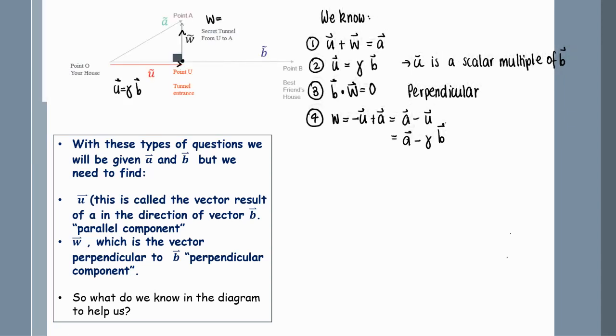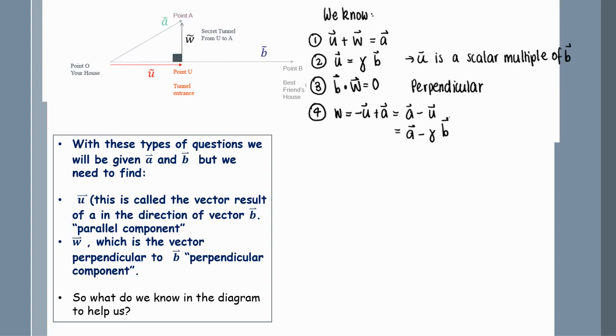Or better still, we know that U is equal to our gamma times B, or our constant times B. So if we sub that in, we get that W is equal to vector A minus gamma B, or our constant times vector B.